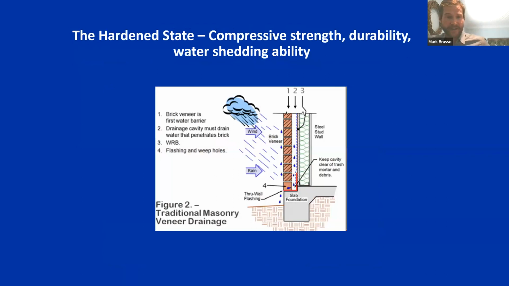Now, in the hardened state, things like compressive strength, durability, and water shedding ability come into play. And with these water to cement ratios being optimized, we get the compressive strengths that are mandated by the standard, and we have the best water shedding ability also recognized. So those two states of mortar existing together are very, very important. And following those water to cement ratios will bring out that outcome to the best of its ability.